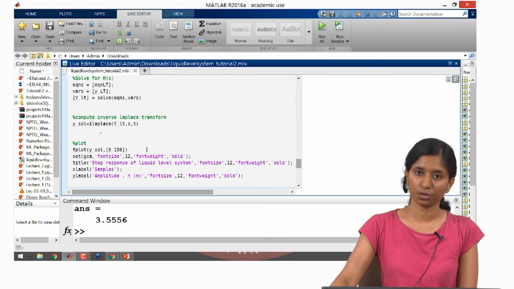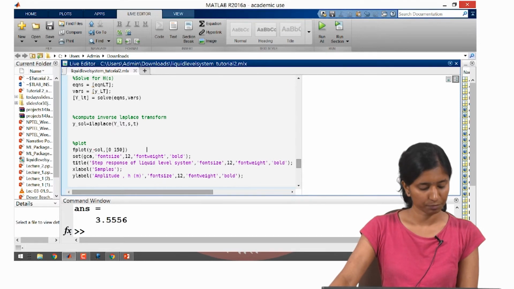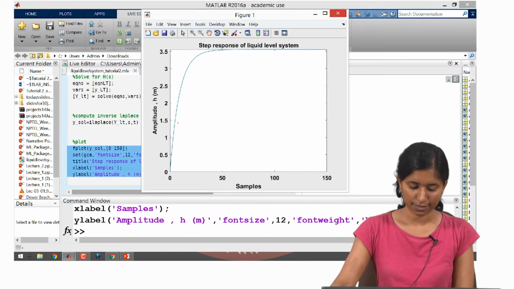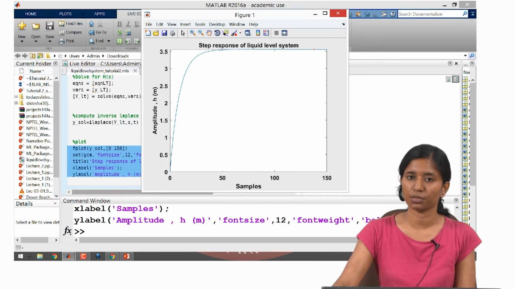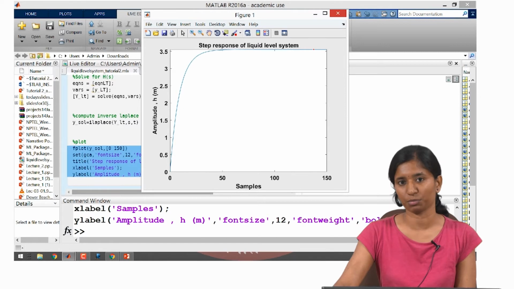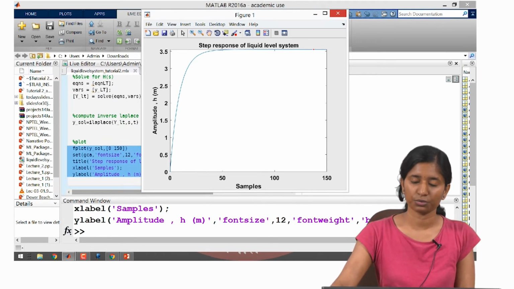Now, let us plot this solution for different time instants and see if it matches the response that we obtained by solving the differential equation previously. So, this exactly matches what we had obtained before, as the steady state value is 3.55. The solution that we obtained using the Laplace transform approach as well as the solution that we obtained by solving the differential equation are both the same, but using the Laplace transform approach makes our job much easier, and we can use this to derive the system response quite easily.